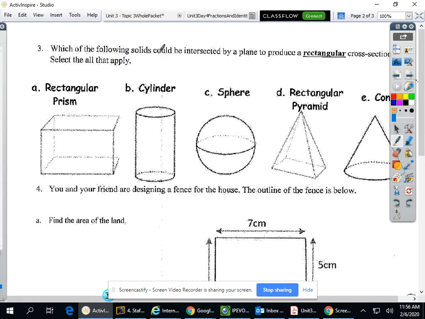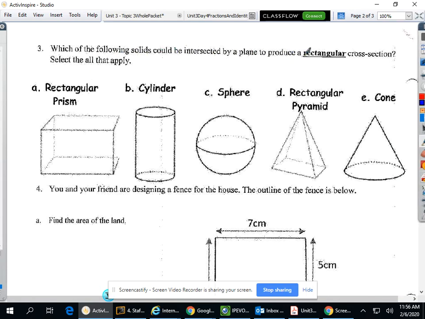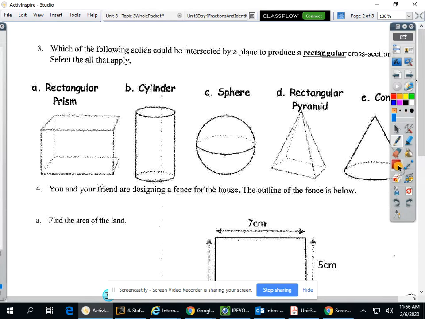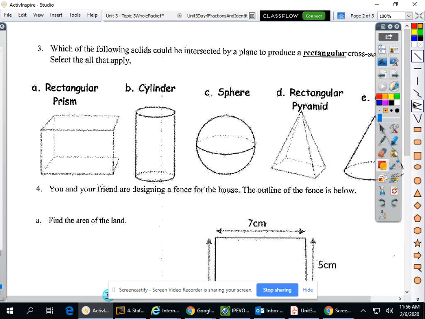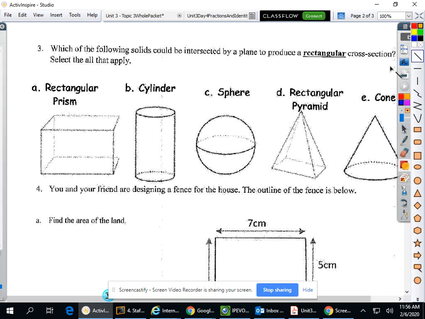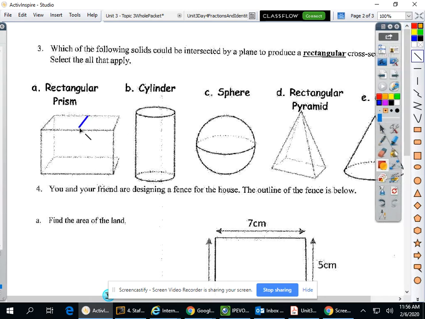Number 3, which of the following solids could be intersected by a plane to produce a rectangular cross section? Select all that apply. So I'm going to actually draw them in here. So the rectangular prism, I could get a rectangle.